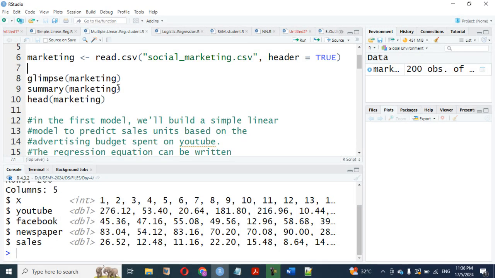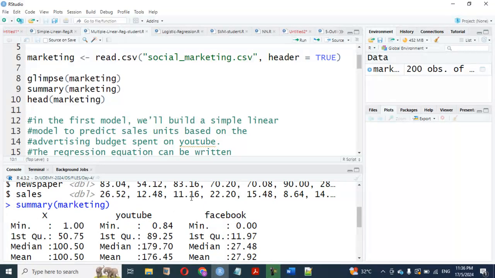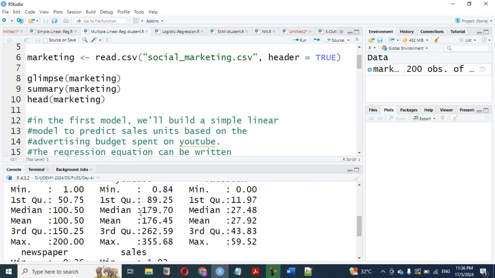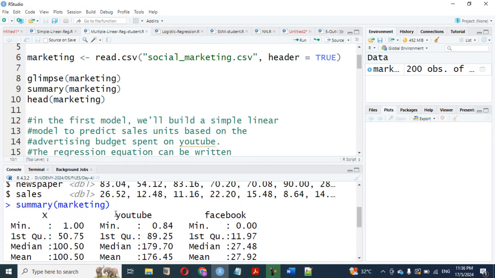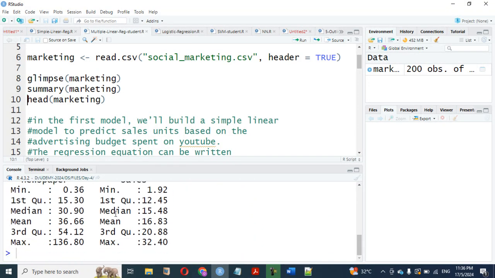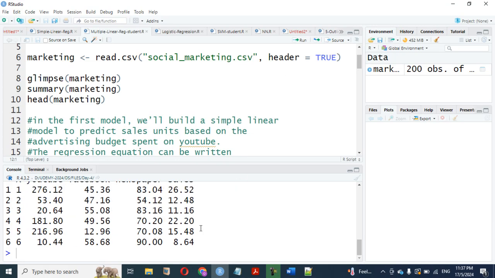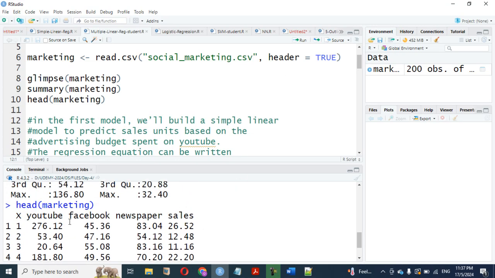All right. You can summarize to see the structure of the data: mean, mode, and median as usual. You have understood this. It doesn't have any missing values. You can investigate further, but we don't have time for that for now, so you can do that later. Let's look at the first few rows. We have YouTube, Facebook, newspaper, and sales.